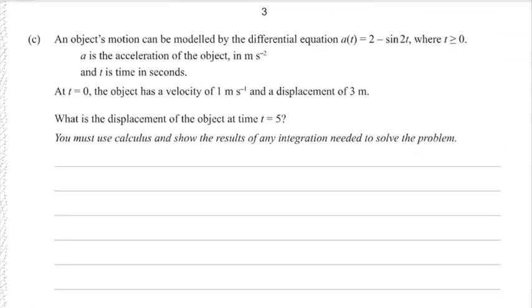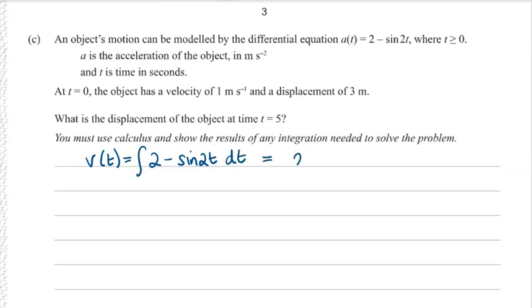Okay, part C. This is a kinematics question. We're told all about acceleration and we need to get to displacement. So the acceleration is equal to 2 minus sine 2t. To get velocity from that, we will need to integrate this thing here.